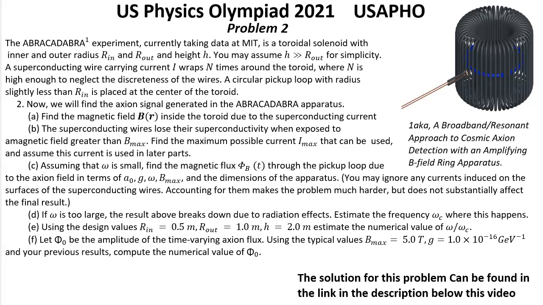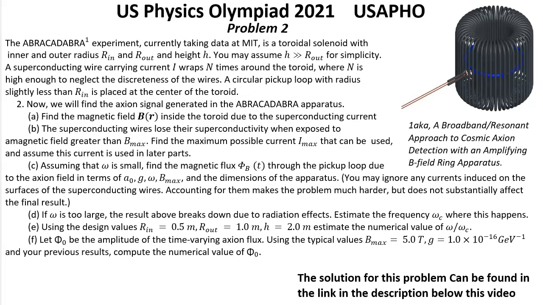D. If ω is too large, the result above breaks down due to radiation effects. Estimate the frequency ω_c where this happens. E. Using the design values r_in = 0.5 meters, r_out = 1 meter, and h = 2 meters, estimate the numerical value of ω over ω_c.